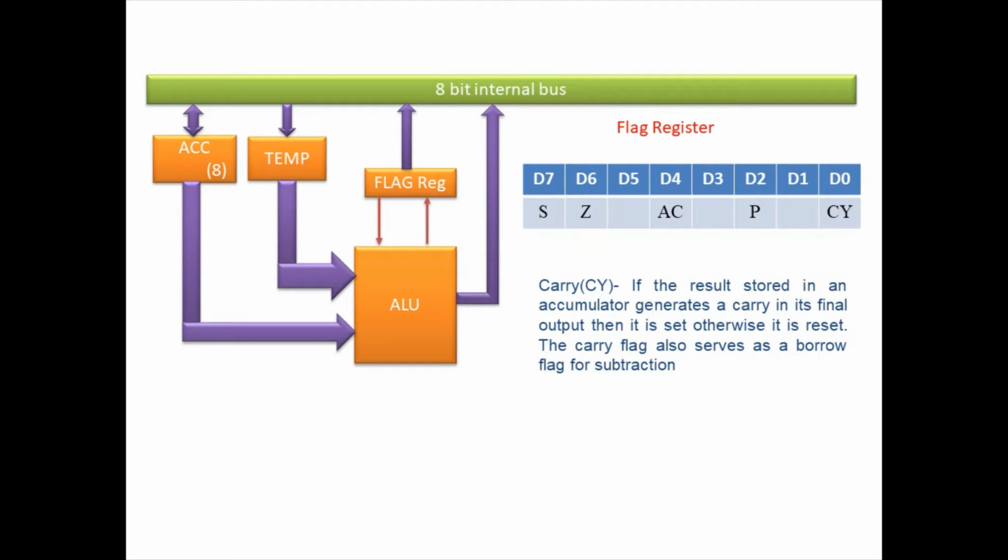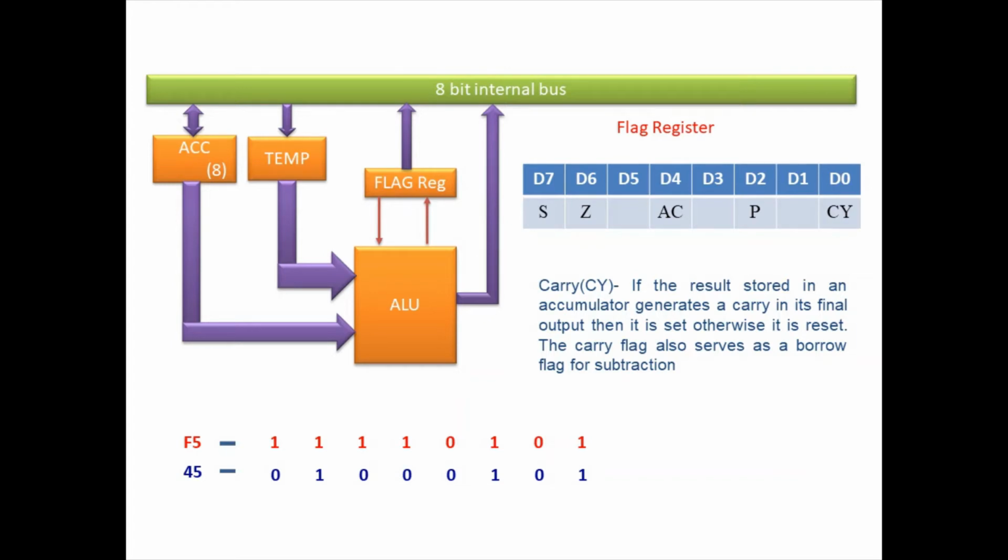And one more thing, it will act as a borrow flag for subtraction. To describe this, let us take two data. The first data I am going to take is F5. Let us write this F5 in binary digits: 1111 0101. I know everyone can understand this binary number. The second data is 45: 0100 0101. So these are the data that we have taken.